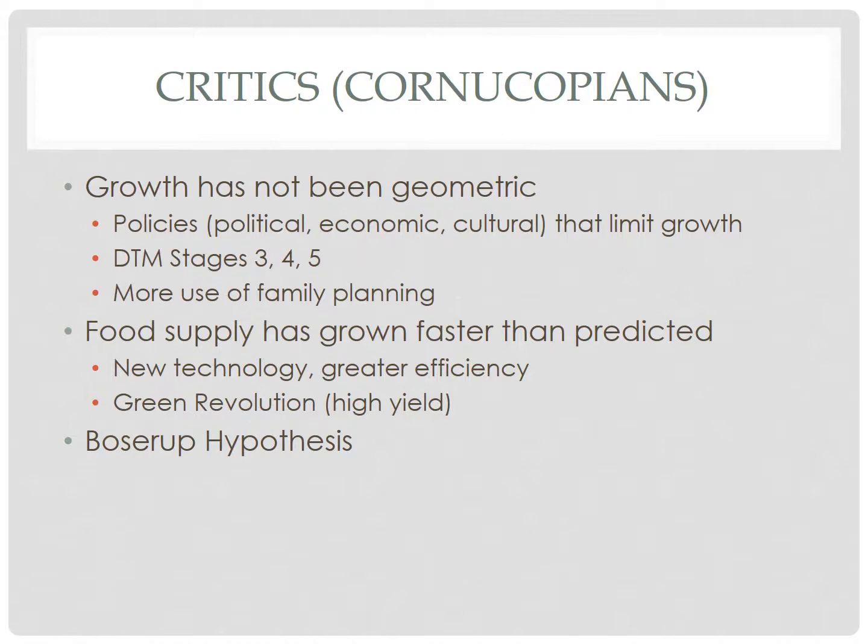And there's a couple of reasons for that. Policies that limit growth, we'll call those anti-natalist policies here in a few minutes. To juxtapose that, we talked about Mao Zedong as a policy that encouraged growth. Well, then China instituted the one-child policy, and that is a policy that would limit growth. All right. Stages 3, 4, and 5 of the demographic transition, especially late stage 3, and then 4, and then 5 is population decline. So that certainly is evidence that population hasn't been growing the way that Malthus predicted. And then the use of family planning.